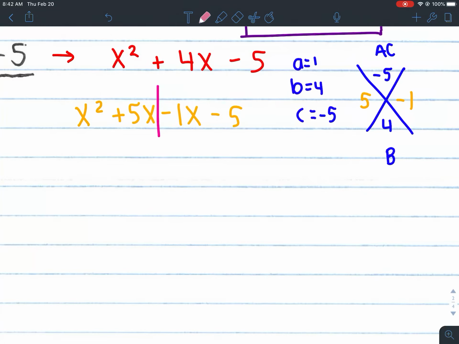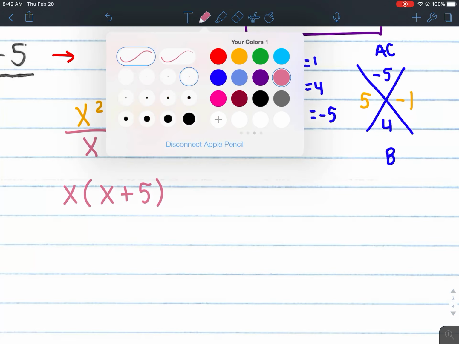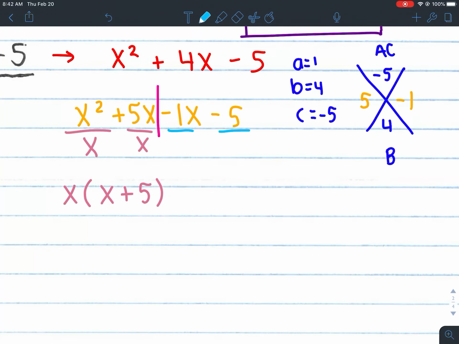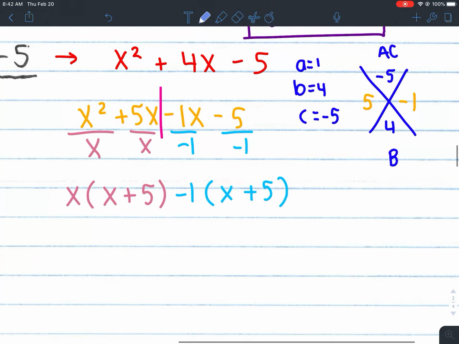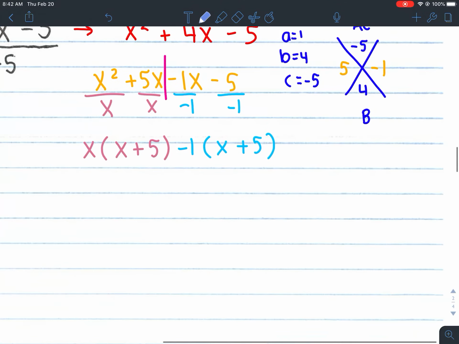In my first group, my GCF is going to be just x. And then I have x plus 5. And then my second group, my GCF is going to be negative 1. And then I have x plus 5. Make sure your parentheses match. Now I'm going a lot faster than what you would probably normally do, but again, I just want you to make sure you understand the gist of what we're doing, that it's basically the same thing as factoring every time. We have x minus 1 and x plus 5 as our two factors.